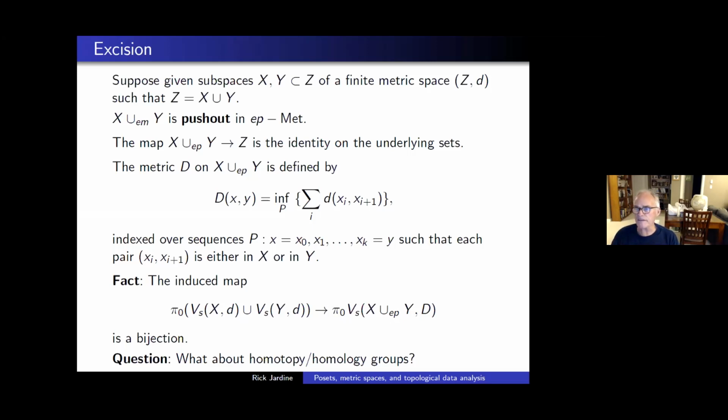Now that's just for path components, and if you just care about clusters, that's fine. But I don't know a statement about higher homotopy or homology groups. Now, that's something for somebody to think about. Is there an excision result for persistent homology like this? That's a question you could ask. We certainly have it for clusters.